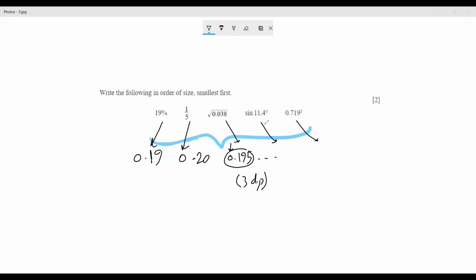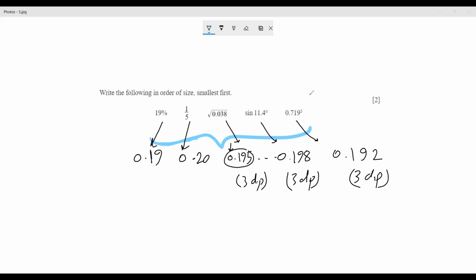For sine, you just key in sin and then 11.4. And this is interesting. We get 0.198 if I round it to 3 dp again. And the last one is 0.719 raised to the power of 5. That gives me basically 0.192 up to 3 dp as well.